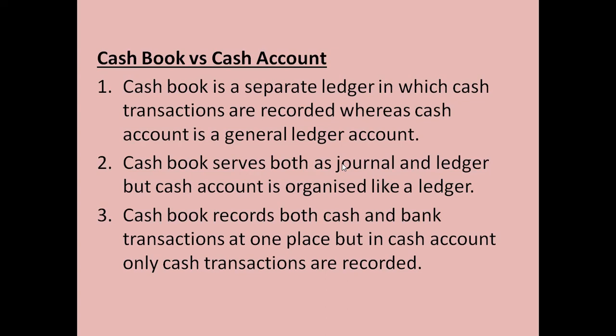cash account is organized like a simple ledger account. The cash book records both cash and bank transactions at one place. So when you are preparing a double column cash book containing both cash and bank columns, both cash and bank transactions will be recorded at one place in one single ledger. But in the cash account, only the cash transactions are recorded, whereas bank transactions are recorded in a separate bank account. So these are the simple points of distinction between the cash book and the cash account.